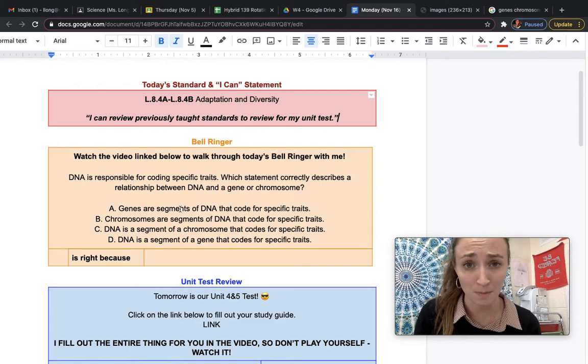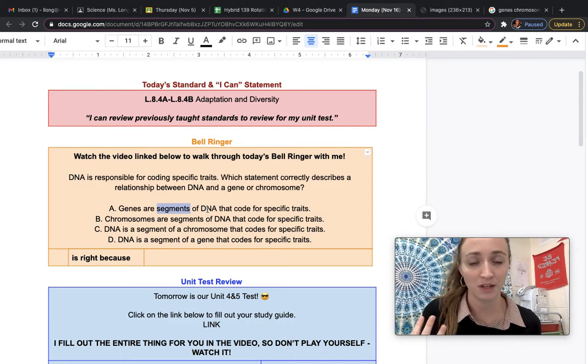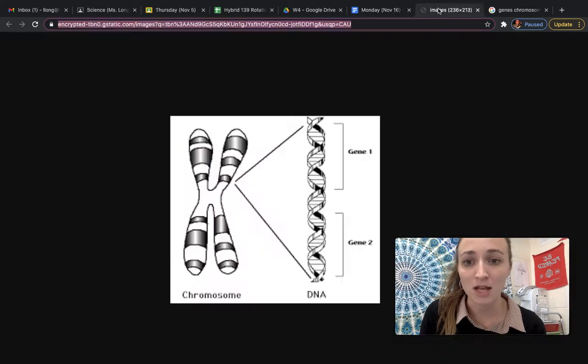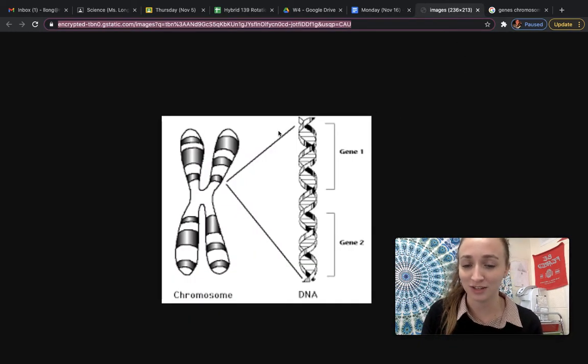So one thing that might be tripping us up is this word segments. When we see segment, that just means like a piece of. So what is making up what? That's all that question is asking. Let's look at these pictures again. We've seen these thousands and thousands of times, okay? But I think those three things are kind of hard to remember what makes up what.